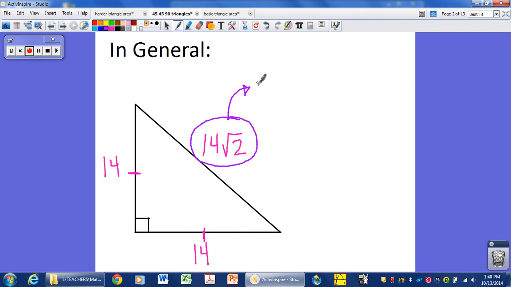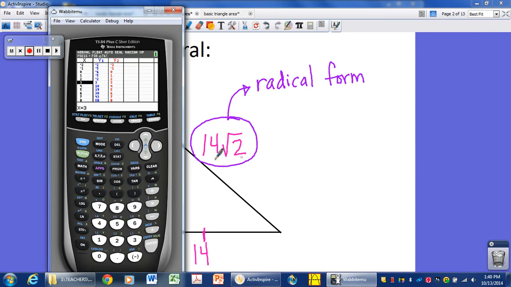So this is called radical form. We're going to leave all of our answers in this video in simplified radical form. Okay, we could use our calculator, of course, and approximate this. So 14 times the square root of 2 looks like it's 19.7989 if you want a decimal equivalent.